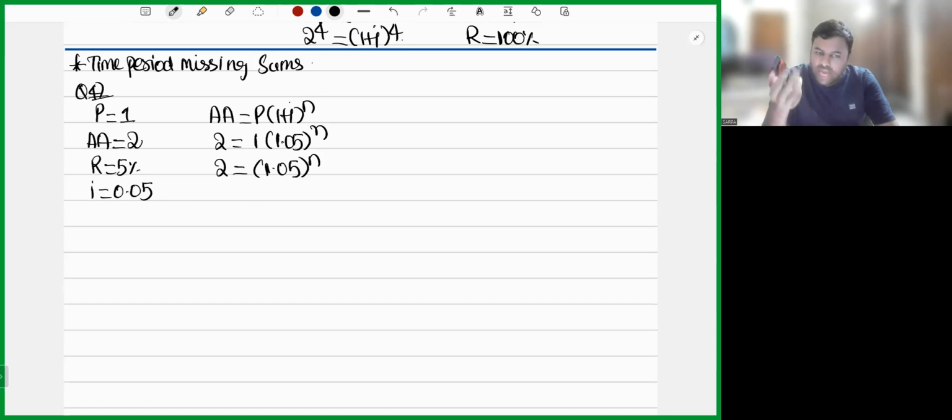Either you can use a calculator technique, or you can apply log on both sides, or you can use a simple trick that I will tell. Anyway, it's fine. There are 3 methods to solve this. Now, what I'll first tell you to do is option verification.